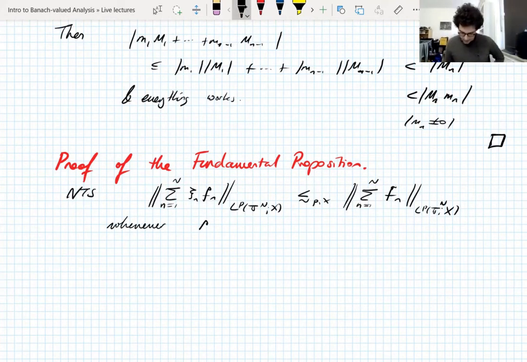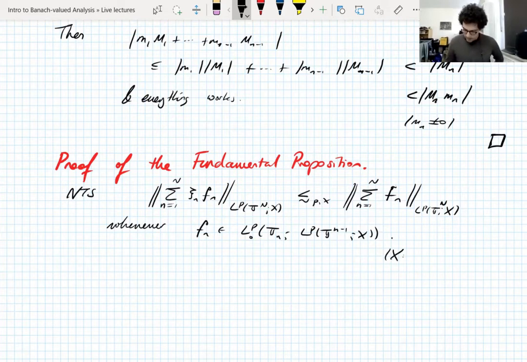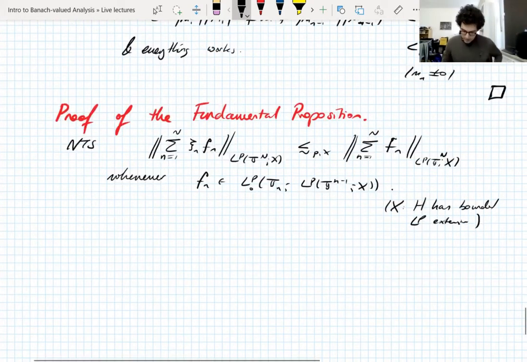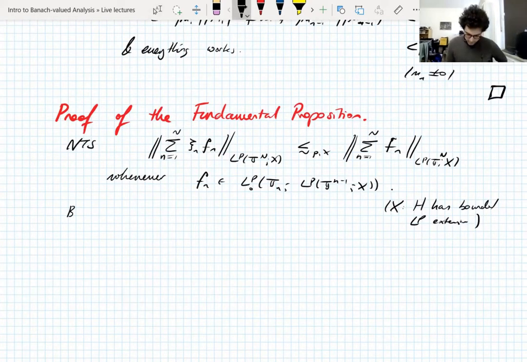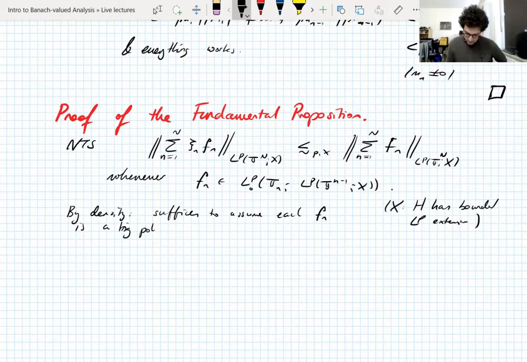And the assumptions are that F sub n is mean zero in the nth variable, valued in the previous n minus one variables. And X is such that the Hilbert transform has bounded L^p extension, or whatever. You can also just assume this on the Hilbert transform on the torus, that suffices. So the density argument that we were talking about just then, by density, it suffices to assume that each F sub n is a trigonometric polynomial on the capital N torus. Not just in each individual variable, but on a whole capital N torus.